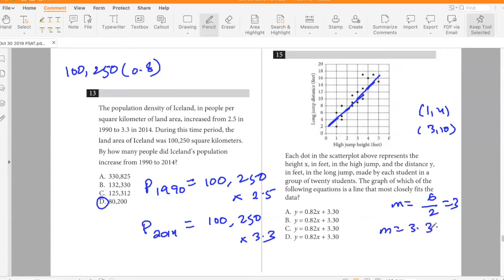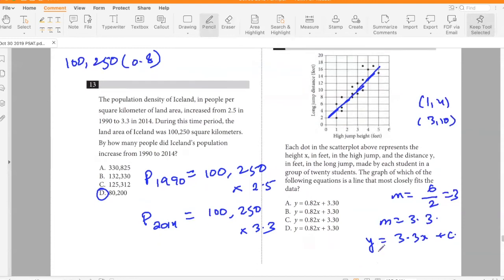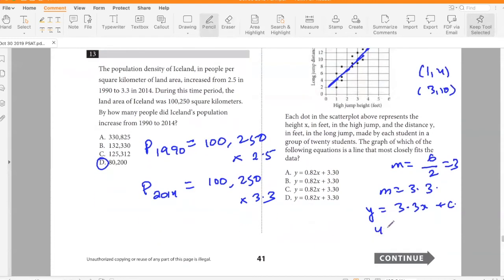And what about my y-intercept? I can just write y is 3.3x plus c. And then I can work with (1, 4). So then it would be 4 is 3.3 plus c. So c is 0.7. So 0.82 would be the y-intercept. So my equation would be 3.3x plus 0.82. So these are not correct.